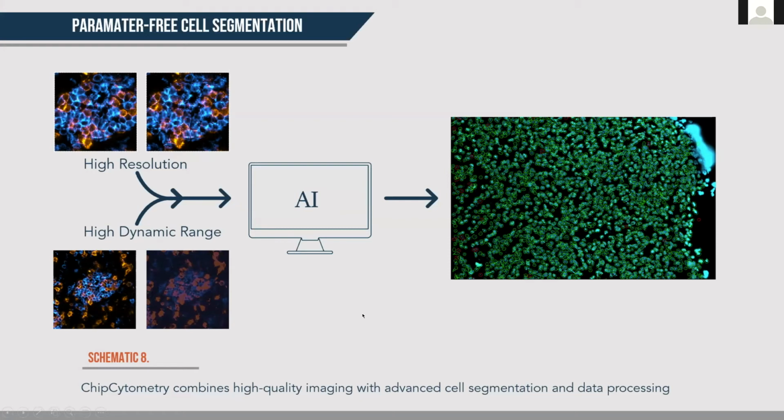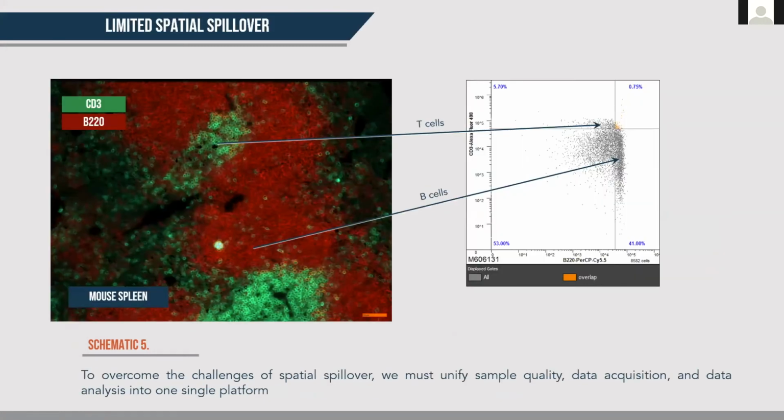And so ChipCytometry involves every step of the process, from preparing the sample to staining the sample to collecting the image, and also the cell segmentation algorithm and downstream analysis. And unifying all these components together is a really important feature of ChipCytometry as a platform.